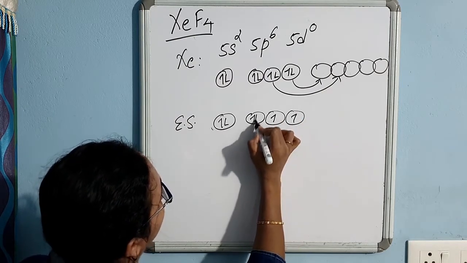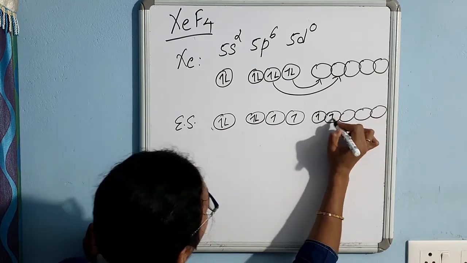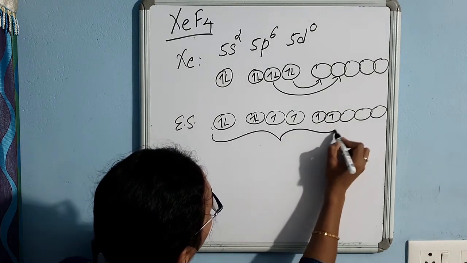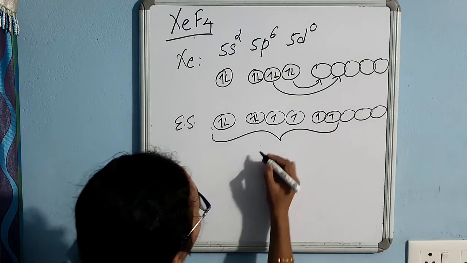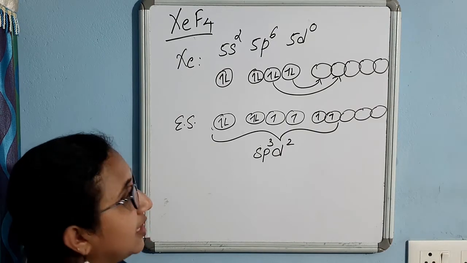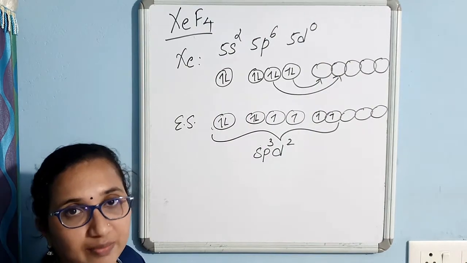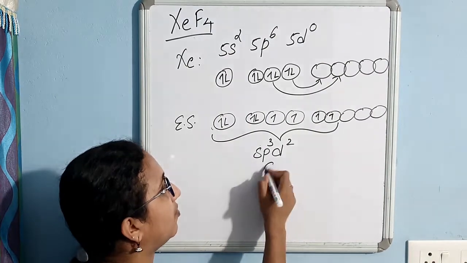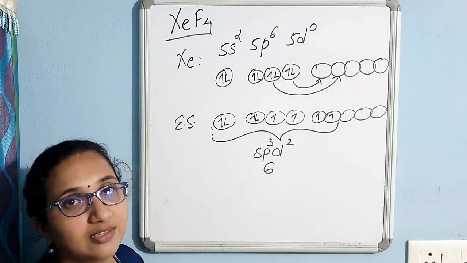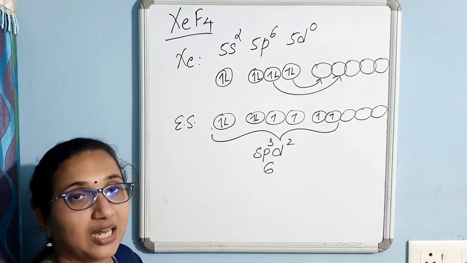So the excited state configuration becomes 5s2, 5p4, 5d2, and here the hybridization will be sp3d2. We know generally for sp3d2 hybridization with 6 hybrid orbitals, the favored geometry will be octahedral. We will have 6 orbitals, 3 plus 2 plus 1, total 6 hybrid orbitals. So they will have lowest energy when they arrange themselves in an octahedral manner.